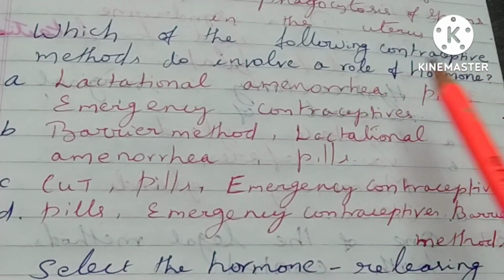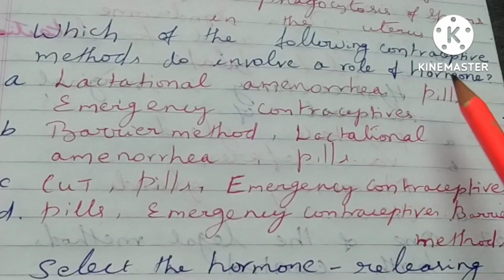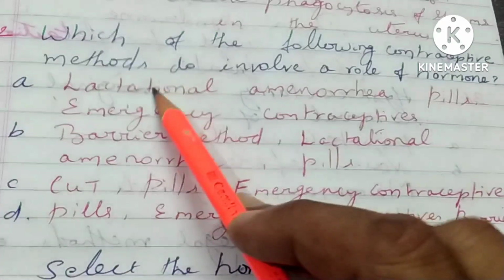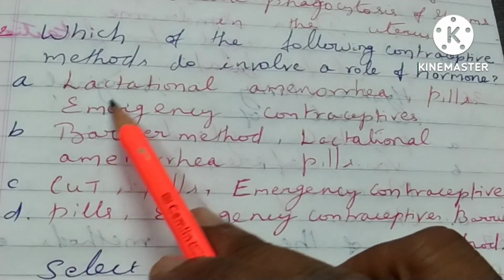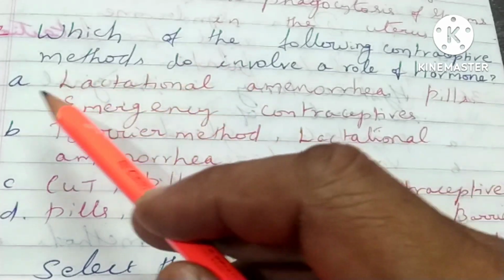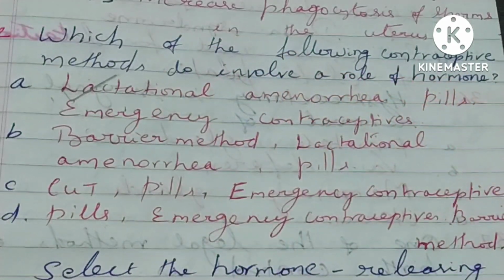Which of the following contraceptive methods do involve a role of hormone means option A. Lactational amenorrhea, pills and emergency contraceptive is the answer.